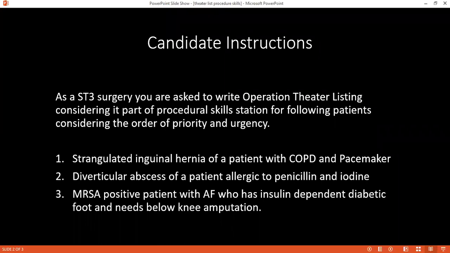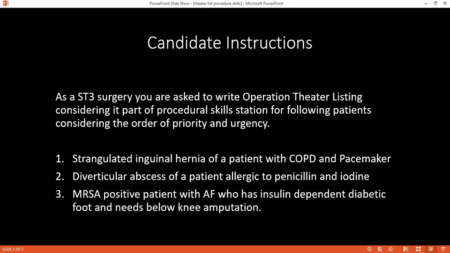Right, so if you have read and understood, considering it a procedural skill station, kindly tell me, how would you order these patients for OT listing? I will order the OT list after discussing with my consultant, and I will place the strangulated inguinal hernia with COPD and pacemaker first. I will place the diverticular abscess patient, allergic to penicillin and iodine, second, and third the MRSA positive patient because it's an infectious disease.